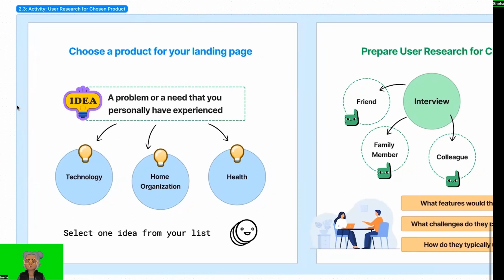I want you to think about a problem or a need that you personally have experienced. It could be something related to technology, home organization, health, or anything else that you feel passionate about. Take a moment to reflect on this and write down your ideas.